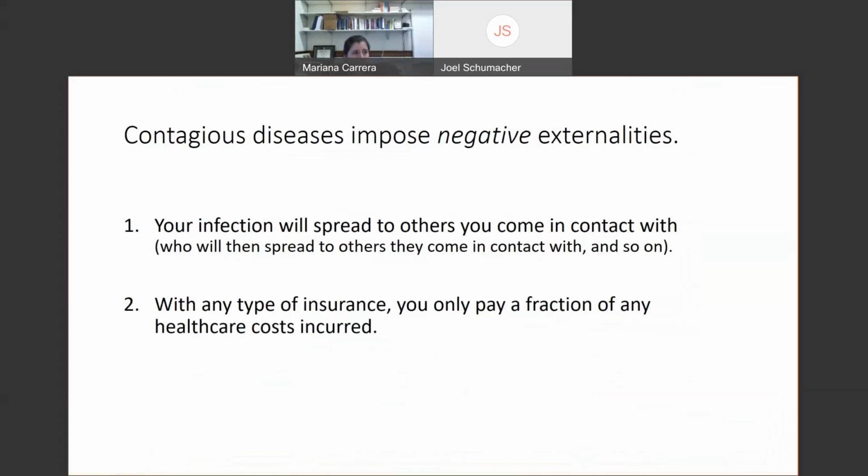Another reason that's perhaps less talked about is that if you have any type of insurance, whether that's Medicare or Medicaid or a private insurance, if you are so unfortunate to have a bad infection that requires healthcare treatment or perhaps hospitalization, you are only going to be responsible for paying a fraction of those healthcare costs, and the rest will be borne by the taxpayers paying for Medicare or the other members of your insurance plan who will face higher premiums in the future.